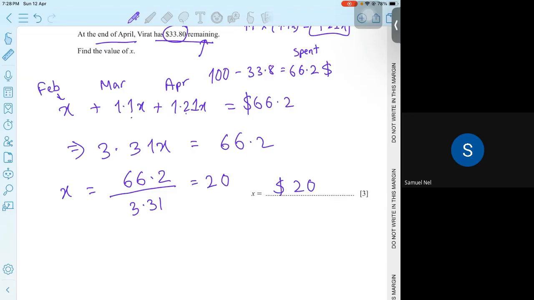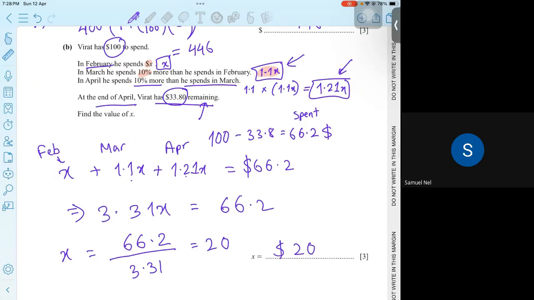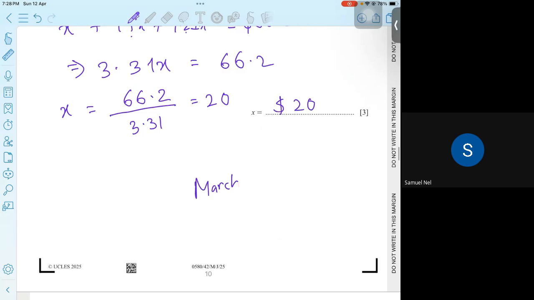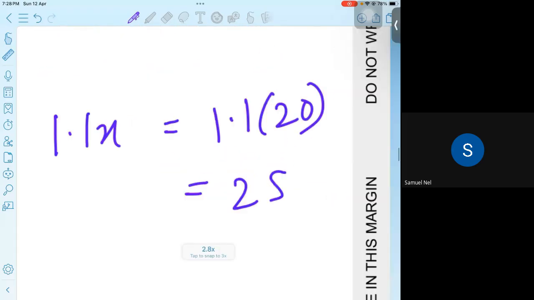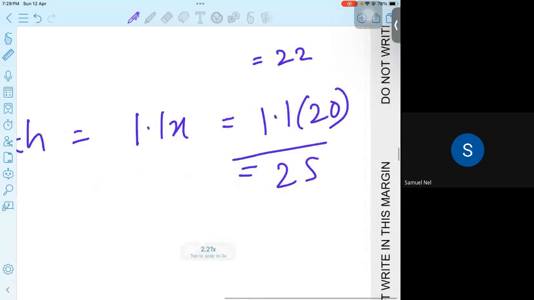Now let's say a student was extra try hard, and instead of just writing for x, they also wanted to find each of these months individually. So they wrote for March equals 1.1x, which is 1.1 into 20, equals 25. This is clearly wrong. The answer is supposed to be 22, but they had written 25.